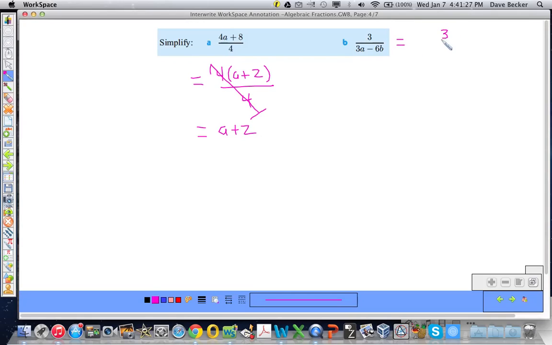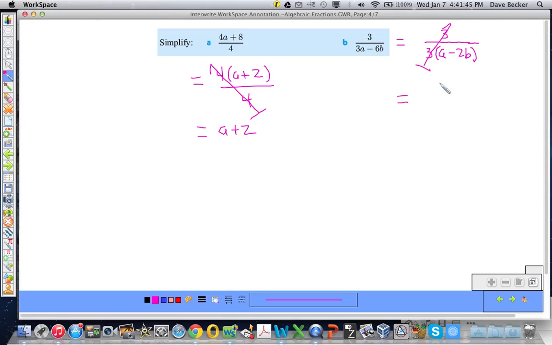So I can think of this as 3 over, and then I can factor out a 3. 3 times a minus 2b. All right, so these cancel out because it's equal to 1.